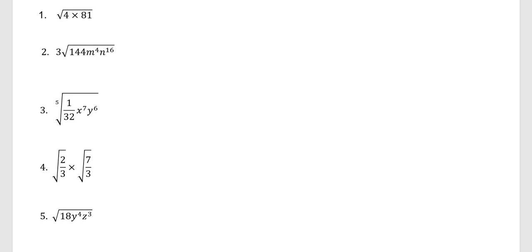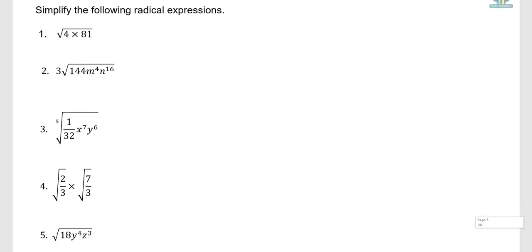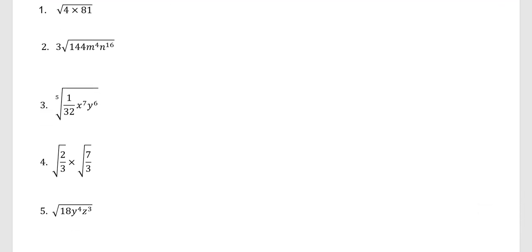Okay, so we need to evaluate the following radicals. Simplify. So square root of 4 times 81 is the same as square root of 4 times the square root of 81, which is equal to 2 times 9, which is equal to 18. That was easy.